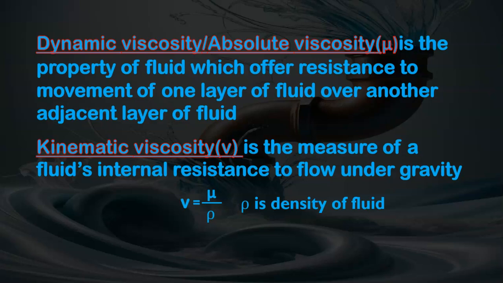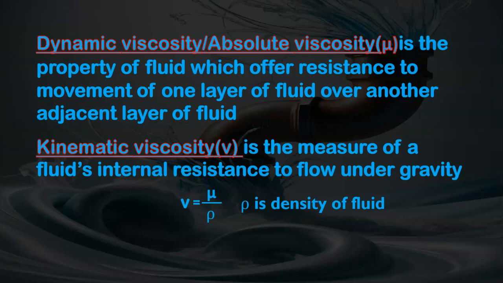Now, dynamic viscosity or absolute viscosity is the property of fluid which offer resistance to movement of one layer of fluid over another adjacent layer of fluid. And kinematic viscosity is denoted by ν, is the measure of a fluid's internal resistance to flow under gravity, and ν equals μ by ρ, where ρ is the density of fluid. So these are the definitions of dynamic viscosity and kinematic viscosity.